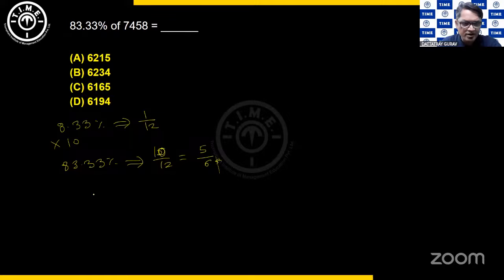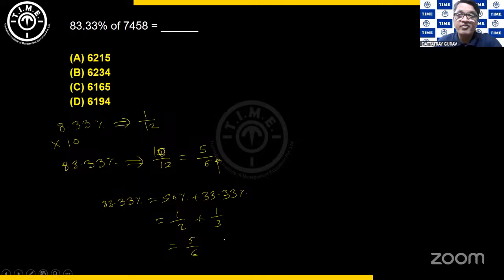I can write in this format: 83.33 I can write as 50% plus 33.33%. 50% means 1 by 2, 33.33% means 1 by 3. You just cross multiply. It will be 5 by 6. But in the exam, we don't have that much time. So better remember this. What is 83.33? 5 by 6, in advance.